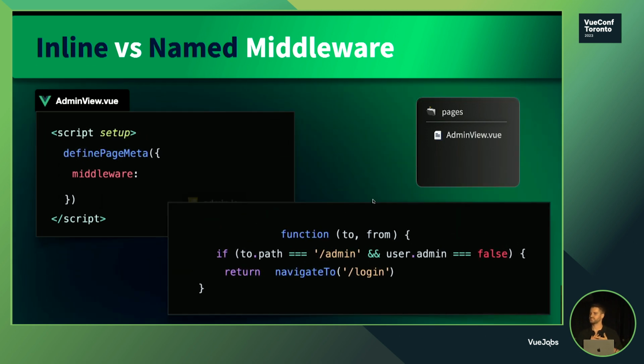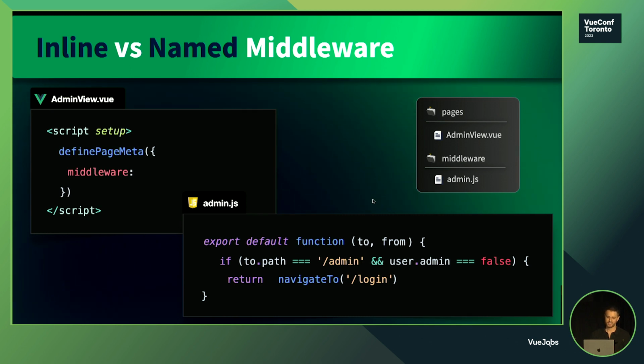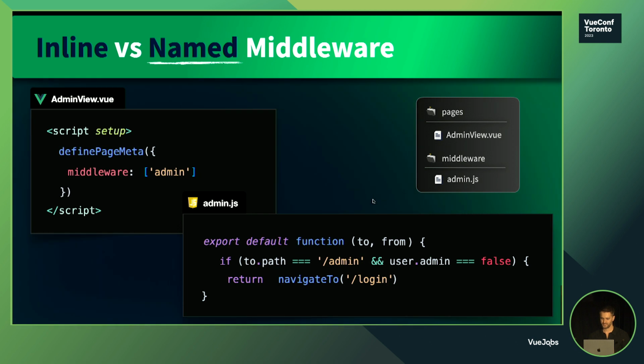But alternatively, we can extract our middleware into its own file, and we can add that into the middleware directory. So now we have that admin.js in the middleware. This is going to allow us to simply add the name of our middleware into an array wherever it is needed. And this is called named middleware. It can lead to a more maintainable and scalable implementation of middleware because you can, like I said, have that middleware, add it where you need it, and just reuse it instead of having to manually input it into every single definePageMeta of each component.